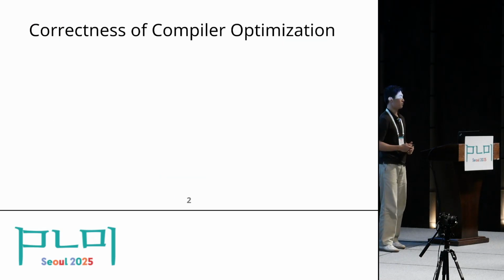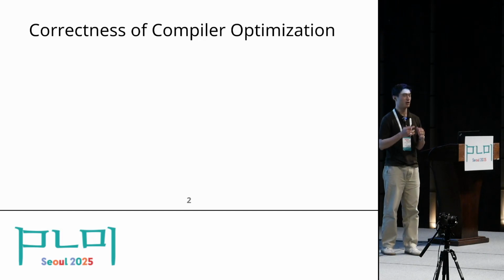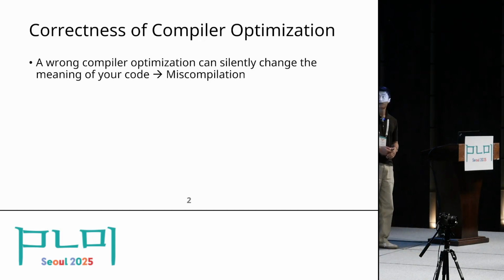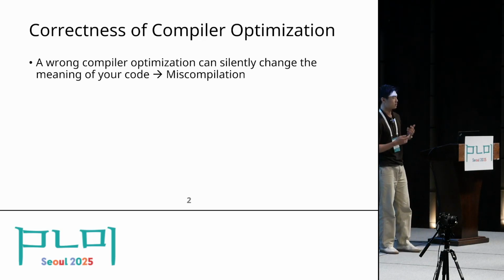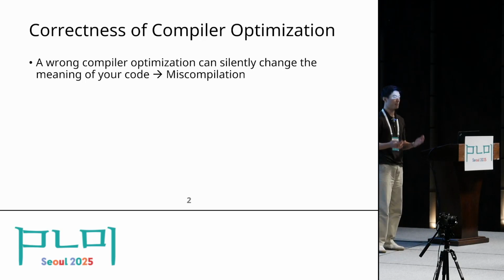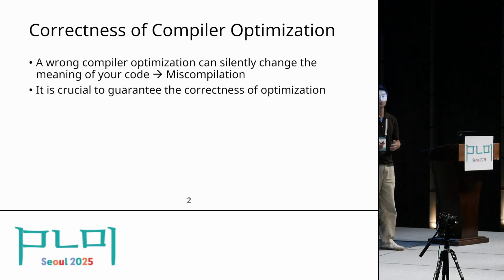So the problem we want to solve is the correctness of compiler optimization. A wrong compiler optimization can silently change the meaning of your code, leading to miscompilation. This is a very serious issue because in this case, a compiler does not give you a warning. A compiler does not give you a crash, so you do not notice something bad happened immediately. So it's crucial to guarantee the correctness of compiler optimization in the first place.